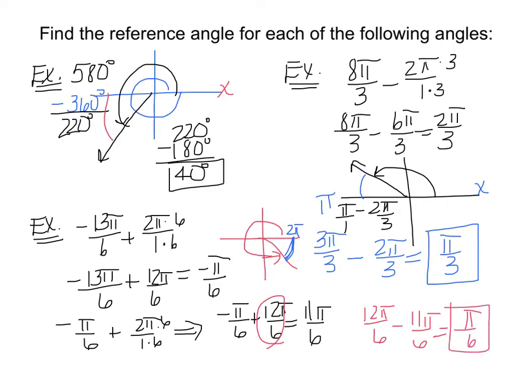So sometimes you have to keep adding until you get it positive, or get it under 90 degrees. And if it's in radians, that means it's pi over 2.